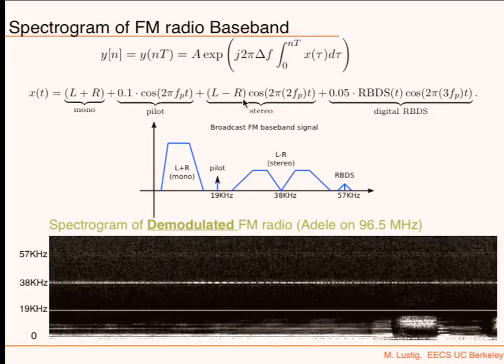So now, if you know this and you know this, you can play stereo. You can play the left and you can play the right, because you have L plus R and L minus R. What you use is this frequency in order to demodulate this one. And then at 3 times the pilot frequency, there's a tiny signal over here. That's the digital information of the station. Some radios are able to display the song and such. That's encoded over here at 57 kilohertz. All this signal is then FM modulated. So this is how it looks: L plus R, pilot, L minus R, RBDS.